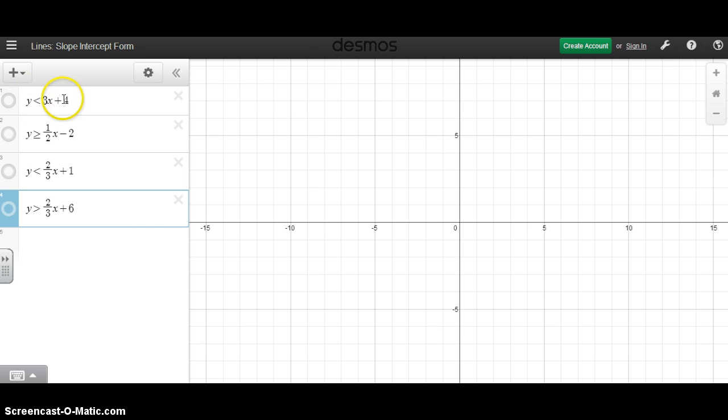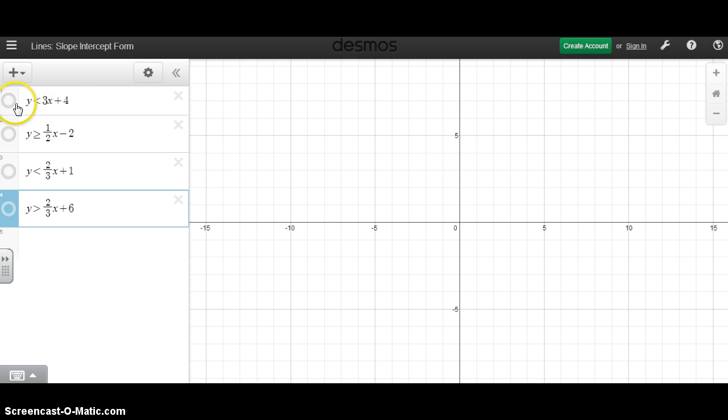For this first inequality, we have an inequality in slope-intercept form. We have 3, which looks like it's going to be our slope, and positive 4, which looks like it's going to be the y-intercept. So positive 4, meaning on the y-axis, positive 4 from the origin looks like it's right over here. And since our slope is positive 3, I'm going to go up 3 and then over 1.